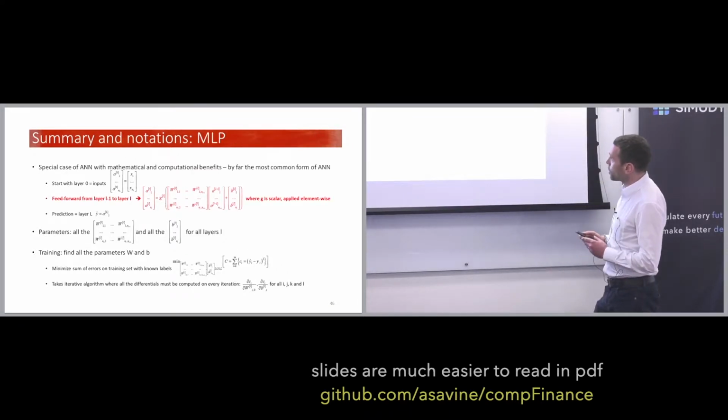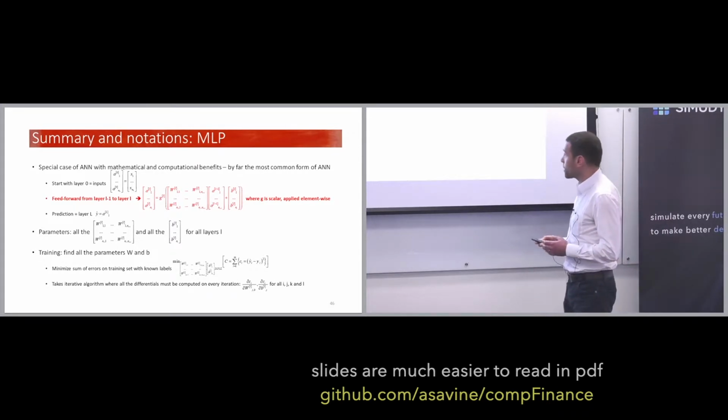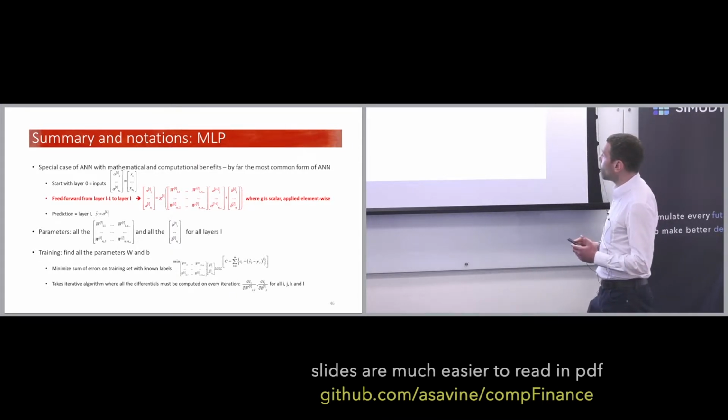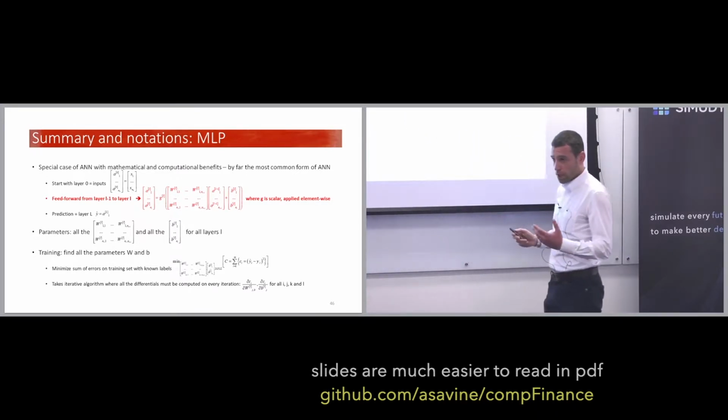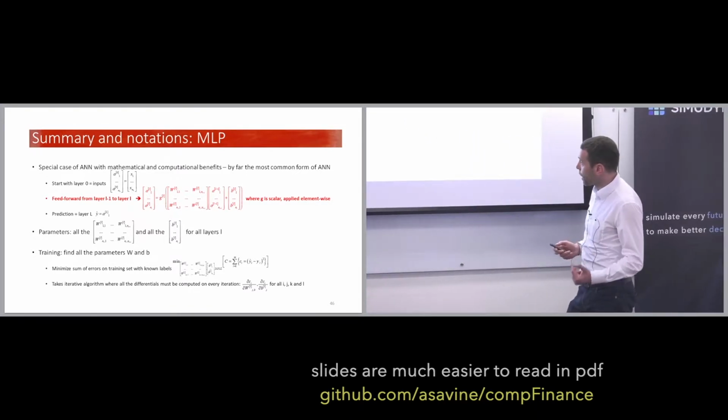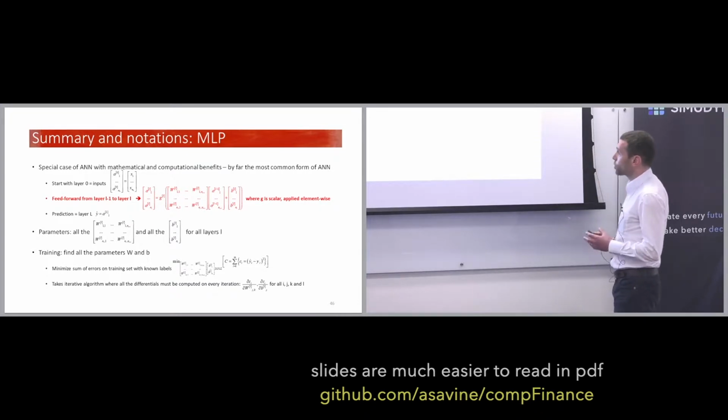Now, the particular case of a multi-layer perceptron is the same, only now our functions phi have a specific form, a specific shape. As we have seen, there are both mathematical guarantees and computational benefits to this particular family of parametric functions.